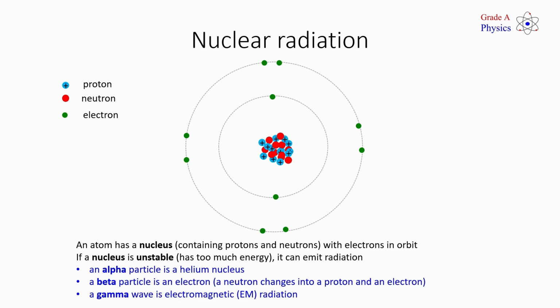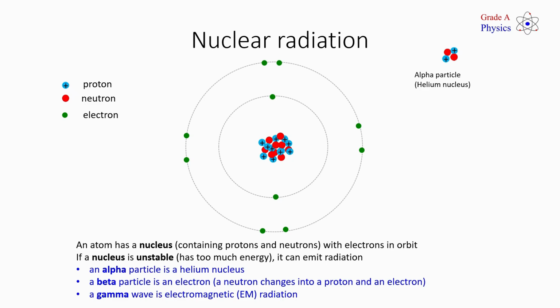So the first type of radiation is an alpha particle. So an alpha particle is a helium nucleus. A helium nucleus is made up of 2 protons and 2 neutrons and 0 electrons. It's just protons and neutrons. So if that's come from the nucleus, then we have lost 2 protons and we have lost 2 neutrons. So the proton number goes down by 2, and then the mass number goes down by 4, because 4 particles have been removed from the nucleus.